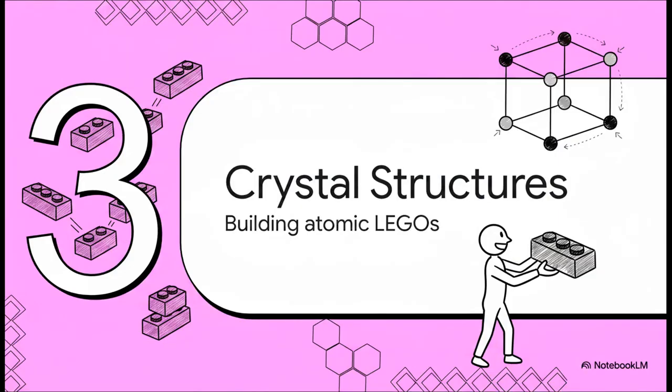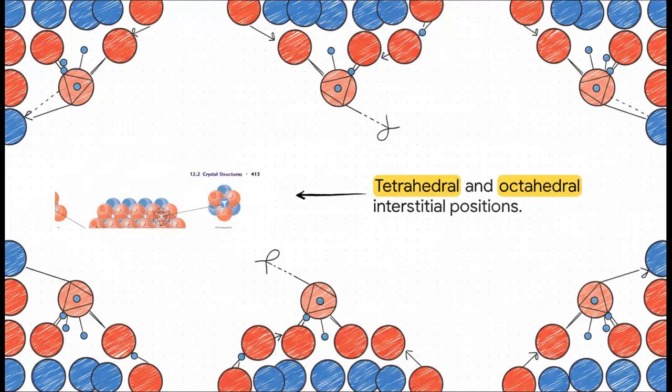Section 3. Classic ceramic crystal structures. Building the atomic Legos. Now, what's really interesting about this is what happens when we start physically stacking these atoms. The larger, negatively charged anions pack very closely together in flat planes. And as these planes stack on top of each other, they naturally leave these tiny, empty pockets between them, which we call interstitial sites. Depending on the exact stacking pattern, these snug little pockets form either a 4-sided tetrahedral position or a 6-sided octahedral position for the smaller cations to slip into.